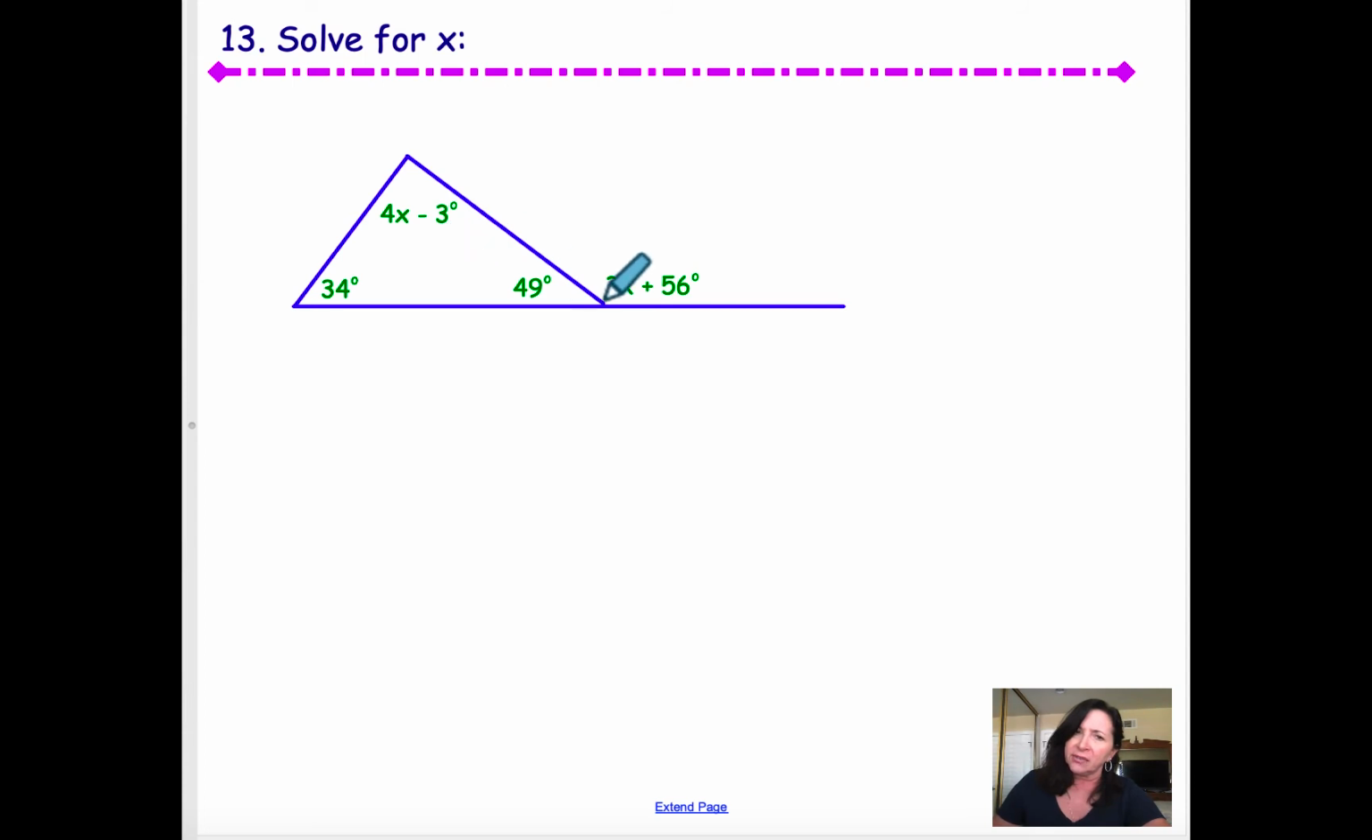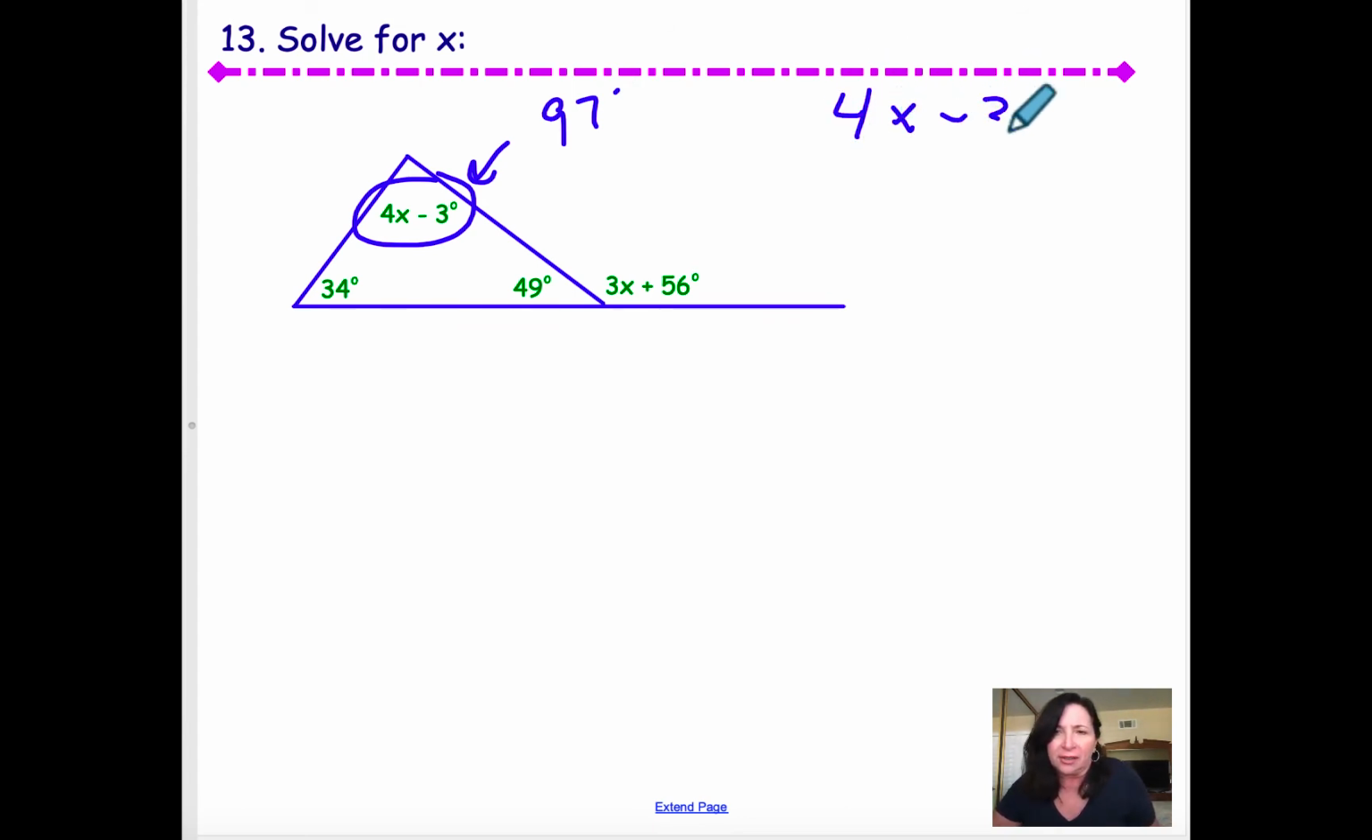This question says solve for x, so just x, no angles. You can actually do this a couple ways. I'm just going to be honest with you. I know that the sum of the angles of a triangle add up to 180 degrees. So I can actually go 180 minus 49 minus 34, and I know that this angle here has got to equal 97. And so realistically, the easiest course of action is just to say that equals 97. 4x equals 100 because I add 3 to both sides. x is equal to 25.